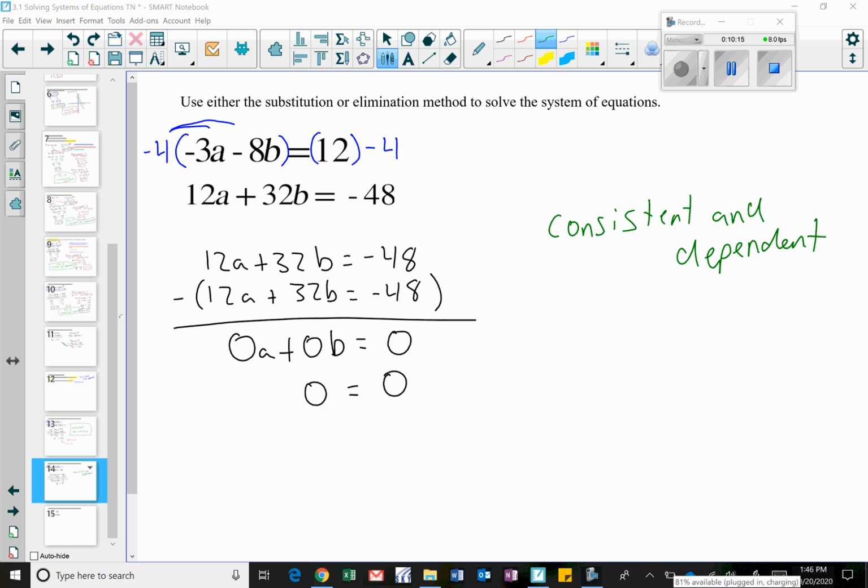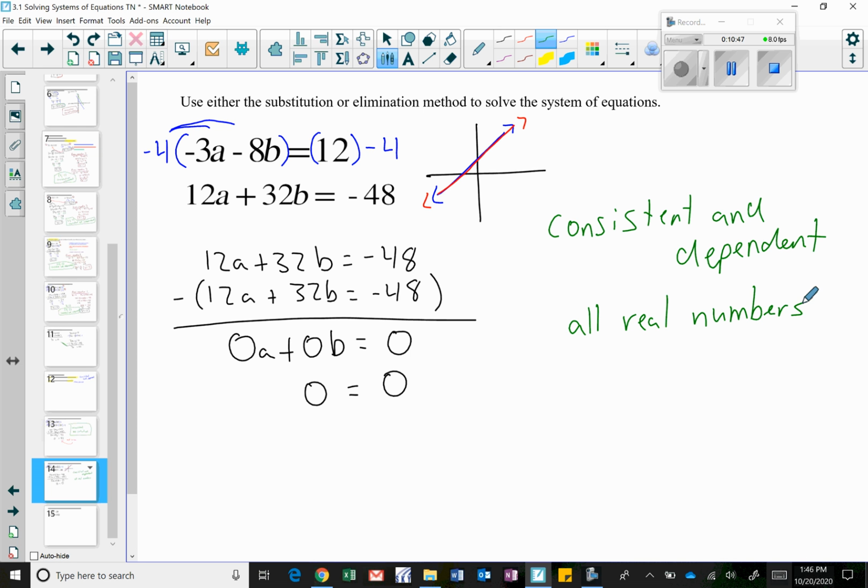If I were to graph these, I don't know exactly what they look like. I'm just kind of sketching something. But if I were to graph them, I would have two lines that overlap with each other, right? Because they are really the same line, because 0 always equals 0. That's always true. So because this is a consistent and dependent system, that means my solution, I guess, is all real numbers. All real numbers. Wonderful.